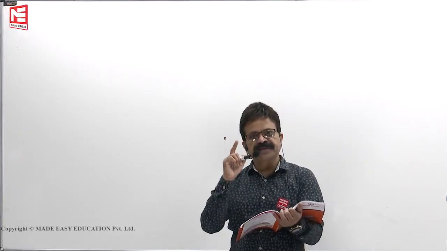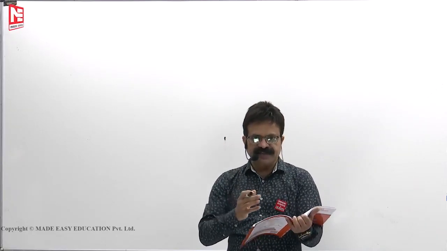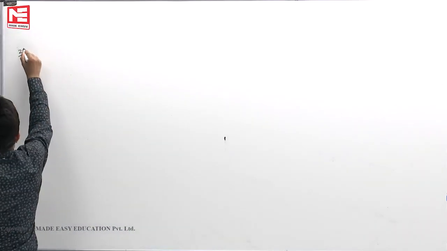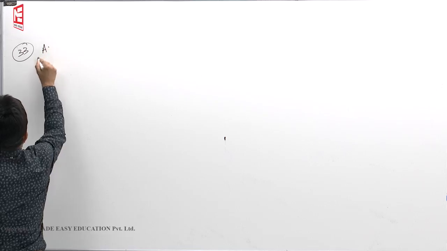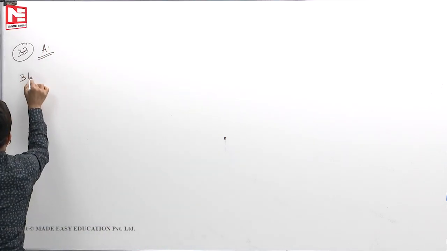I gave you this in the first chapter in the notes. Assertion and reasoning, why, how they ask you, it is like that. So 33rd question, option is A. Next, 34.